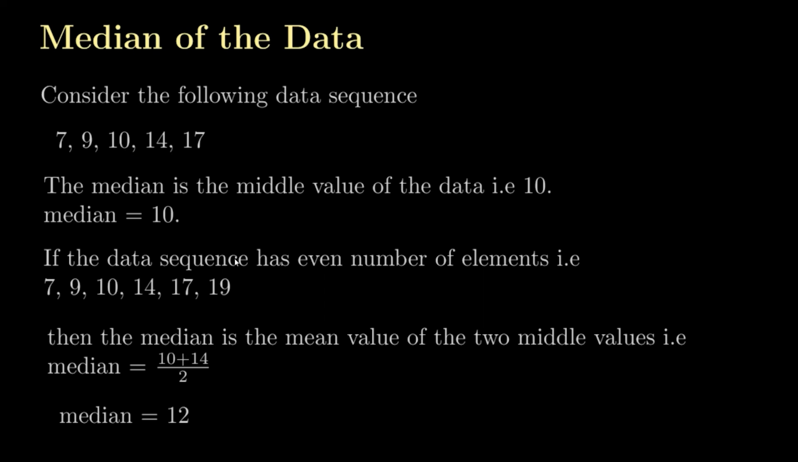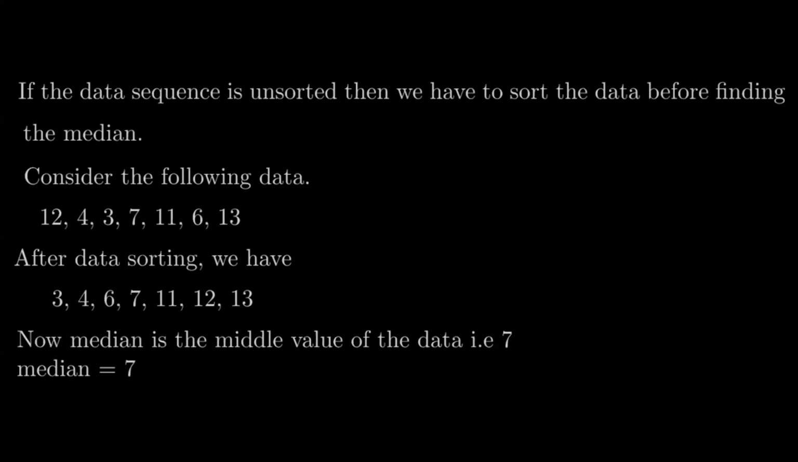We can easily calculate the median for an odd-valued sequence because the exact middle value is the median. For an even-valued sequence, we take the average of the 2 middle values. Another important point is that if the data sequence is unsorted, we must first sort the data before finding the median. For instance, consider the unsorted sequence 12, 10, 4, 3, 6, 7, 11, 30. After sorting in ascending order, we get 3, 4, 6, 7, 11, 12, 30. Now, we can see that 7 is the middle value. Therefore, 7 is the median of this data sequence.